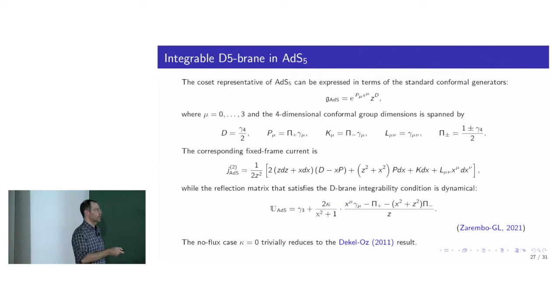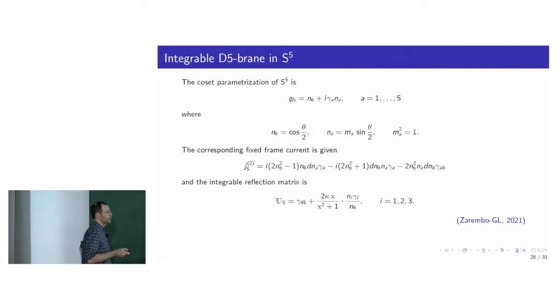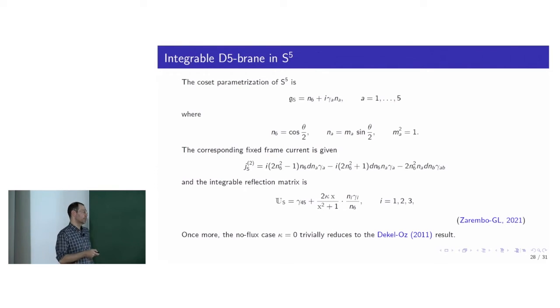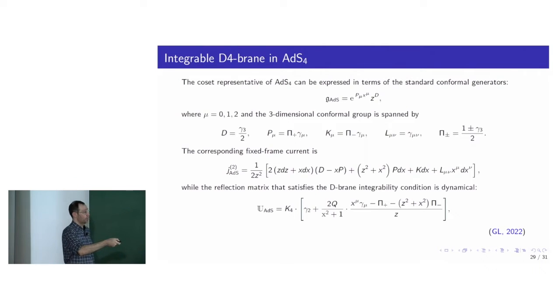Of course, as I said, in the K=0 case, where K is here, this is a constant matrix which fits perfectly with exactly the Dekel-Oz result. The same goes true for AdS5. The parameterization is given by these nice quantities right here. We know again the current, and we can construct again these reflection matrices, which are dynamical. That is, they depend on the coordinates and on time, and they depend also on the spectral parameter. And again, the zero flux case is the Dekel-Oz result. And AdS4 is very similar to AdS5, and the reflection matrix is very similar, and this part was really very, very straightforward.